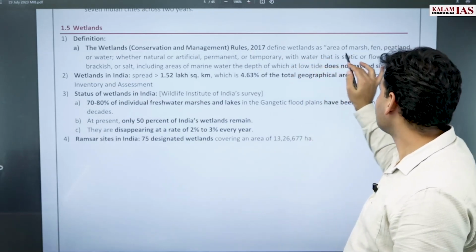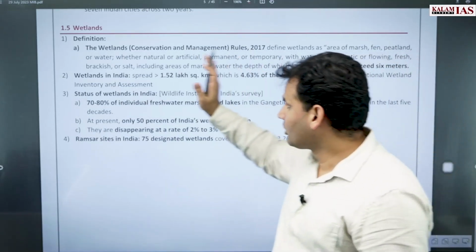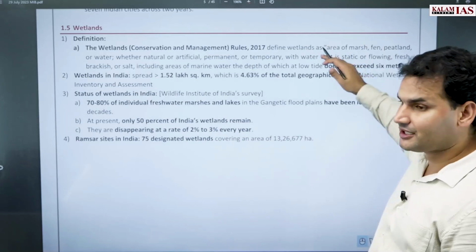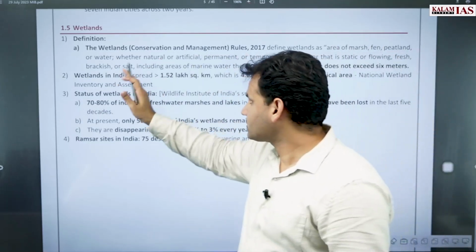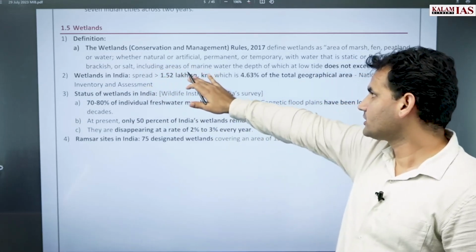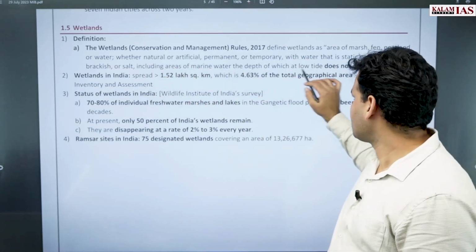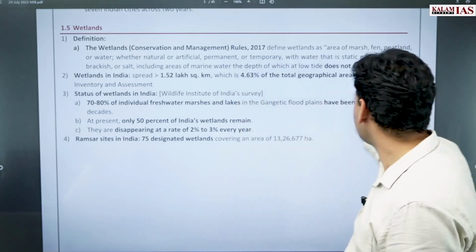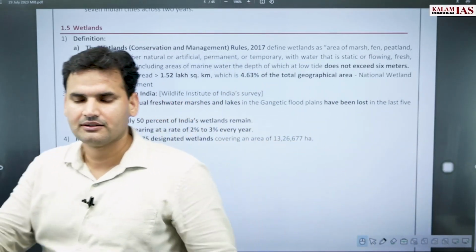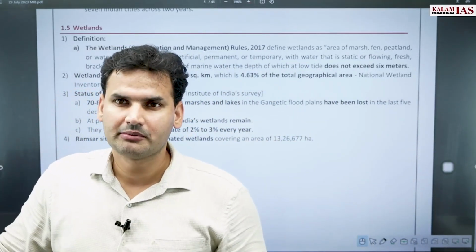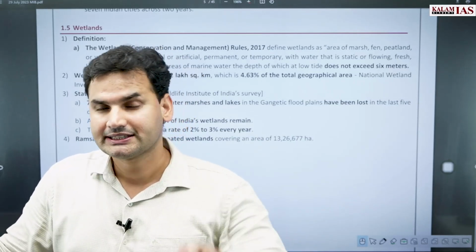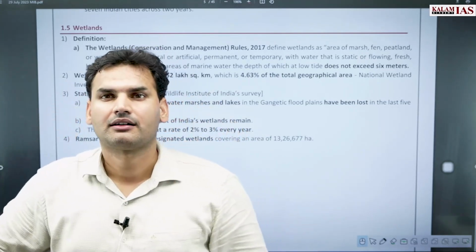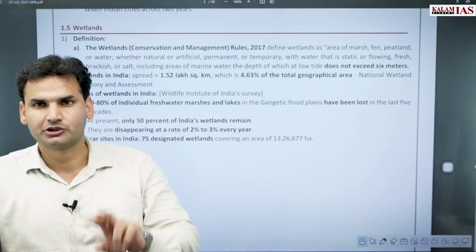So it defined wetlands as area of marsh, fen, peatland or water, whether natural or artificial, permanent or temporary, with water that is static or flowing, fresh, brackish or salty, including the areas of marine water with a depth which at low tide does not exceed 6 meters. Now this is highly technical, but do remember in year 2018 UPSC specifically asked the question: what do you understand by the wise use of Ramsar sites, and cite 2 examples.